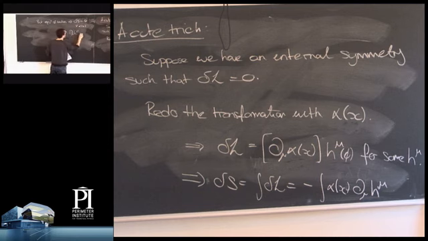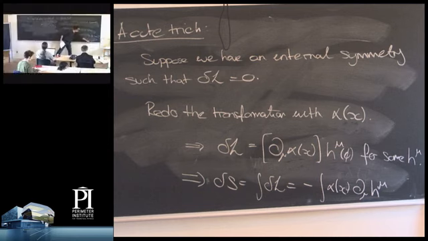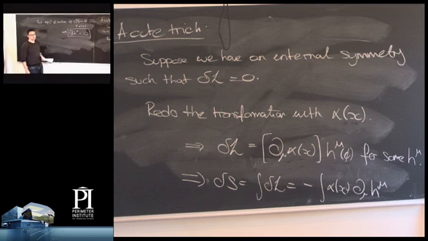And the only way this can happen is if the derivative of h vanishes. Okay? So h is the conserved current in this case. So this is the Q trick.